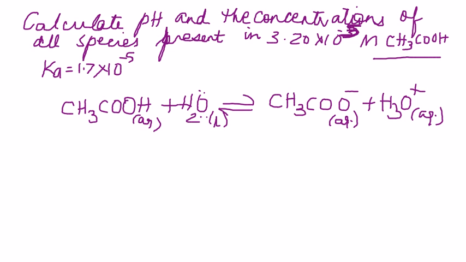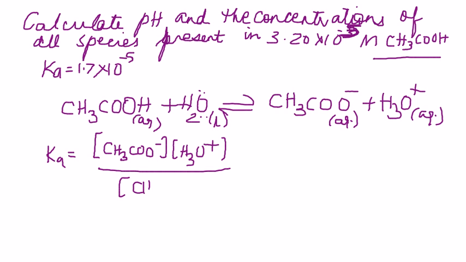Now, when we write down the Ka, it is going to be the concentration of both of the products divided by the concentration of the reactants. We're not going to include water in here because it's in the liquid phase.